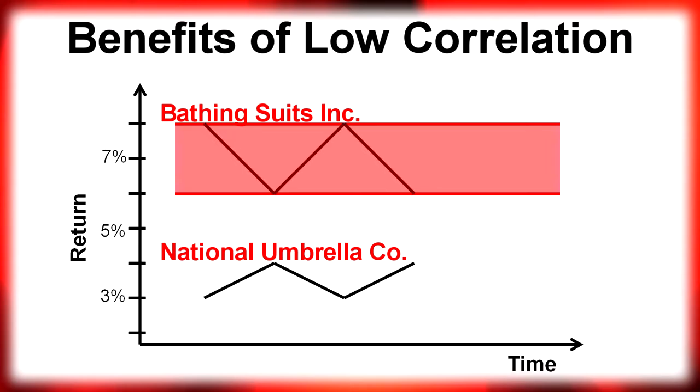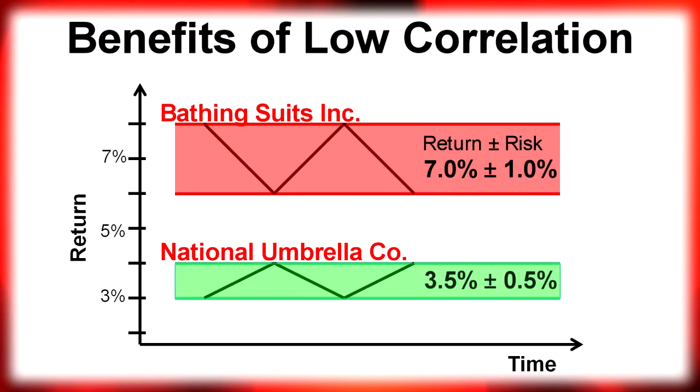The Bathing Suit Company is more volatile because the total annual return has an average value of 7% but a variable component of plus or minus 1%. This is both higher return and higher risk than the Umbrella Company, which has an average return of 3.5% plus or minus 0.5%. This is the magical part.